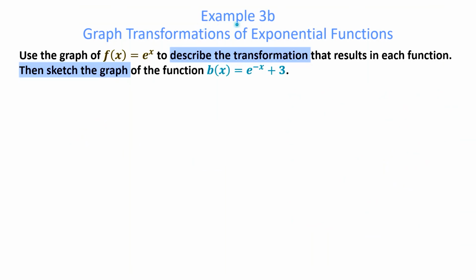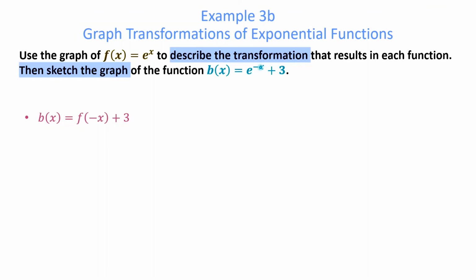So in example 3b, we have a new function, b of x is equal to e to the power of minus x plus 3. Now we look for similarities first, and we can see that they both have natural bases. Here we have the exponent x, and over here we have the exponent minus x. And then we have this extra part here, which is plus 3. So we can write b of x as the following. b of x is equal to f of minus x plus 3.